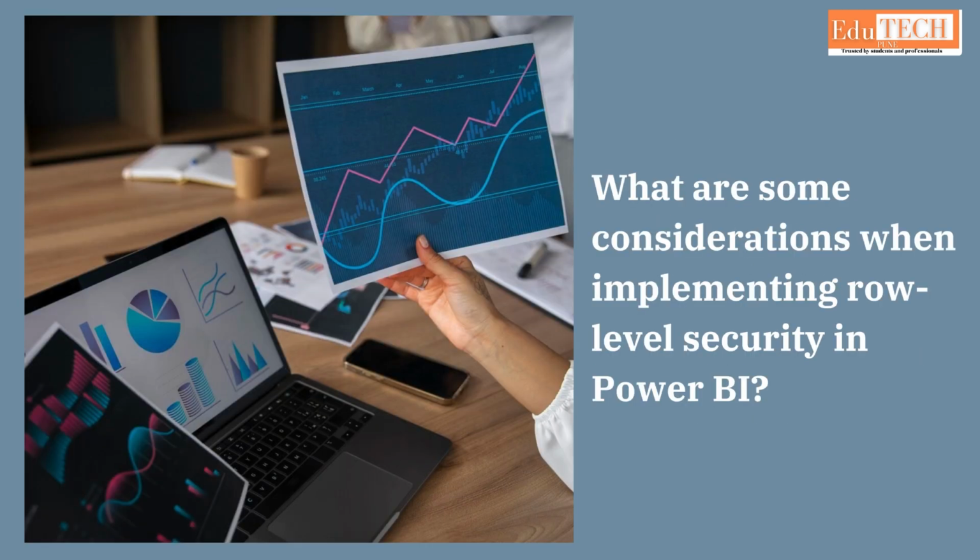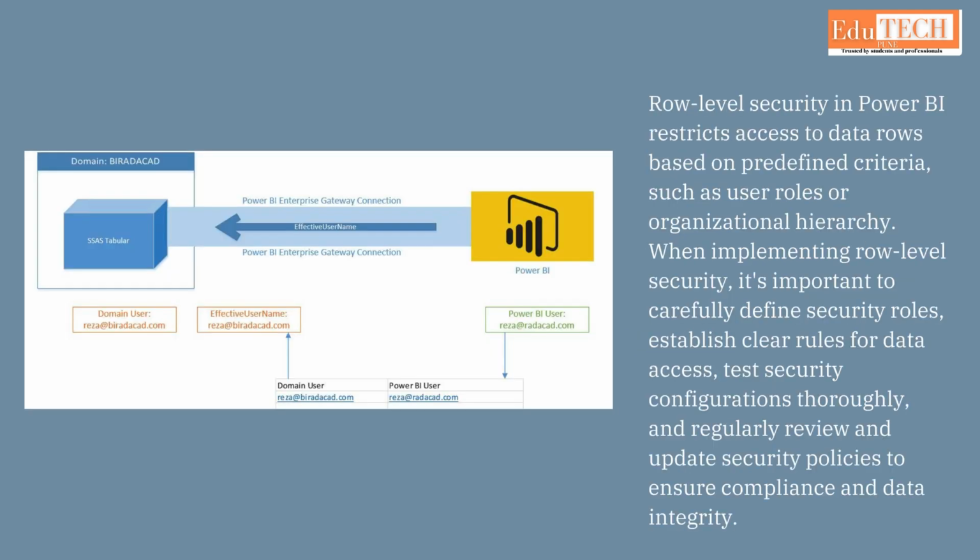What are some considerations when implementing row-level security in Power BI? Row-level security in Power BI restricts access to data rows based on predefined criteria, such as user roles or organizational hierarchy. When implementing row-level security, it's important to carefully define security roles, establish clear rules for data access, test security configurations thoroughly, and regularly review and update security policies to ensure compliance and data integrity.